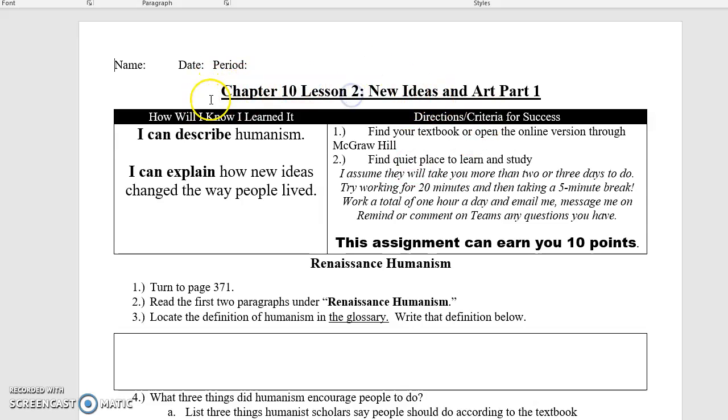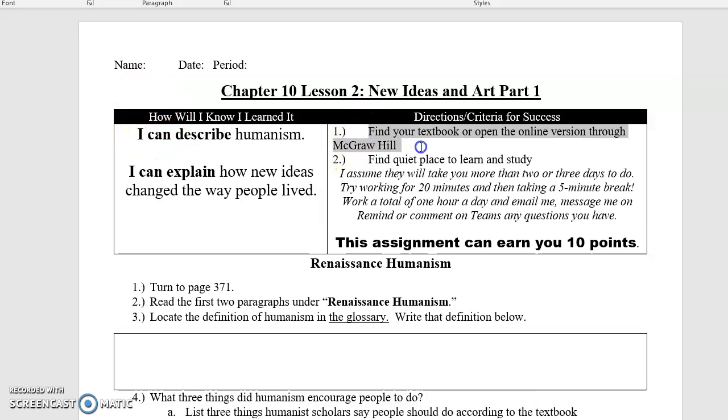You guys are doing chapter 10, lesson 2, new ideas and art, part 1. Part 2 will be more about the art and go a little bit more hand in hand with the actual art project itself. So you'll be reading that, and then you'll be doing your project.